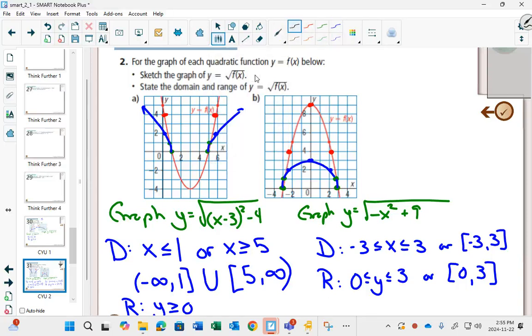Questions for practice on this one? Just number 8.